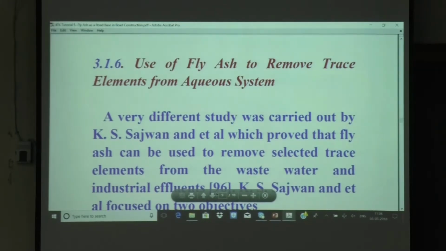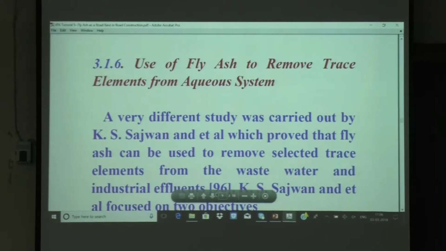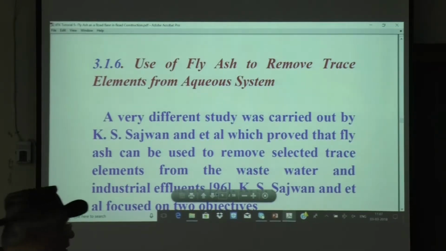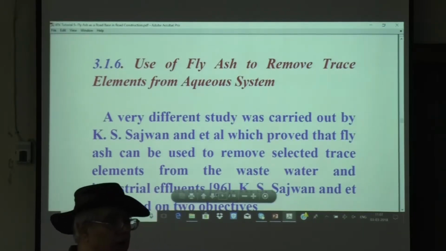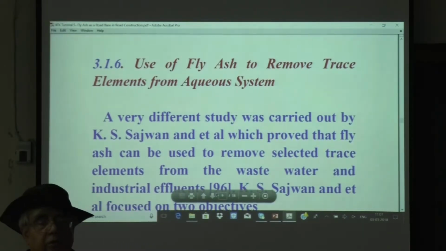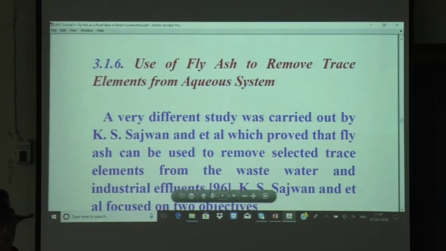So this part is not about the road surface, but what happens if you have drinking water, the areas from where drinking water comes up, or even otherwise, if it needs to be used as a filler or filter, either way, what is the property that fly ash can provide?